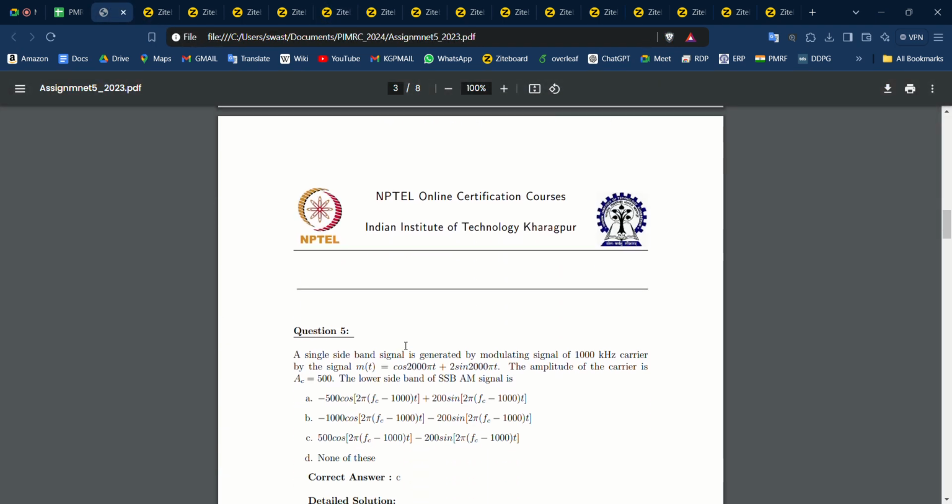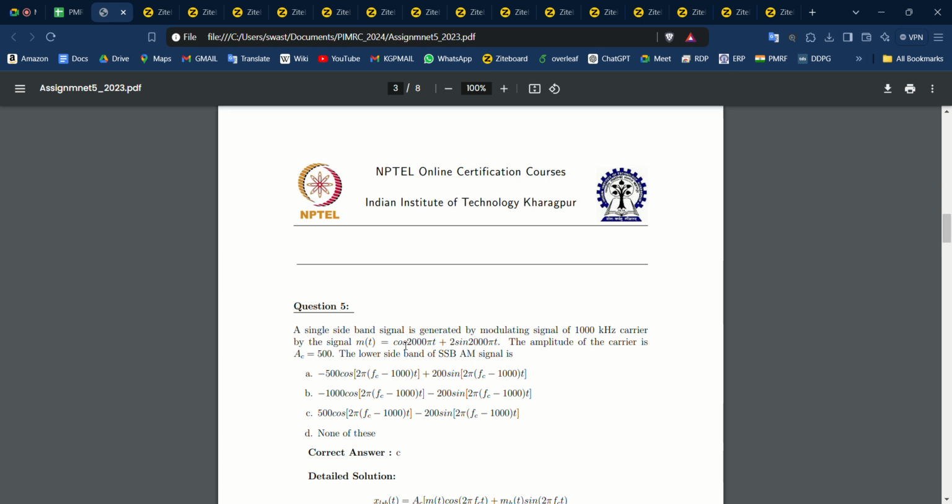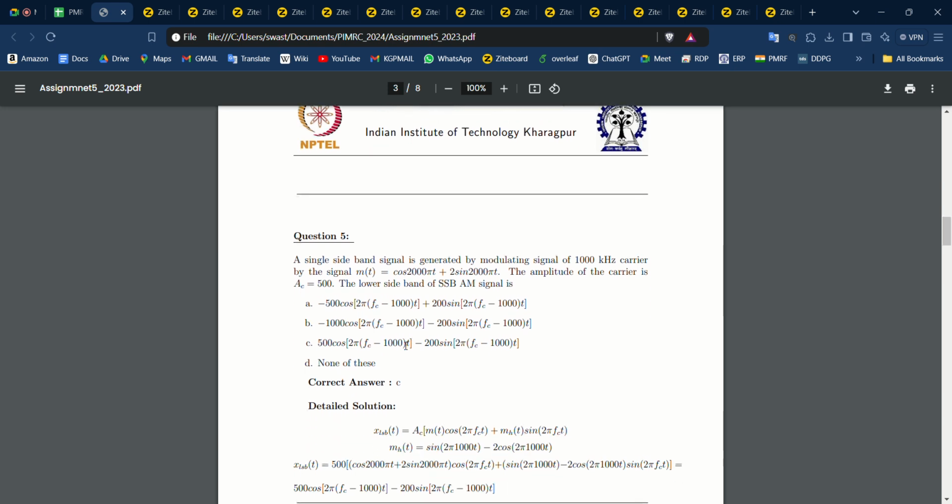Now, going to question number 5. A single sideband signal is generated by modulating a 1000 kHz carrier by the signal m(t) equal to cos 2000 pi t plus 2 sin 2000 pi t. The amplitude of the carrier is A_c equal to 500.